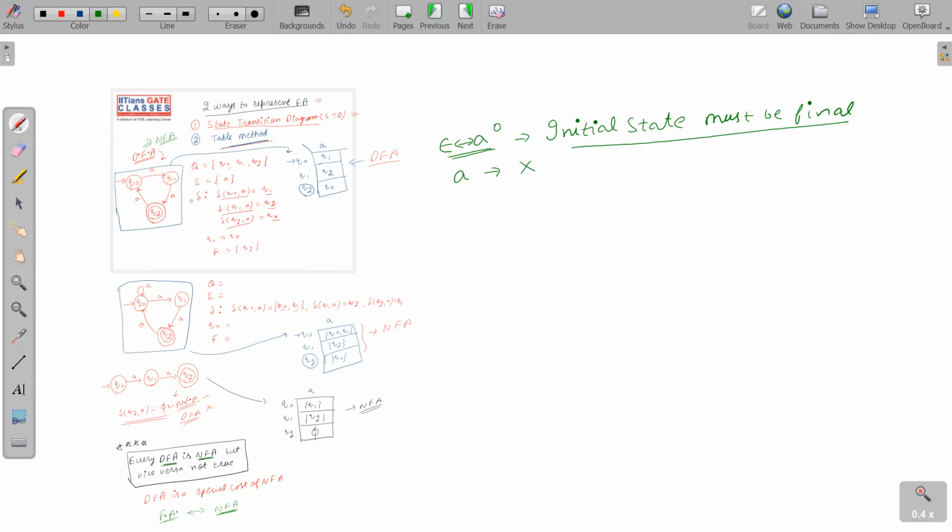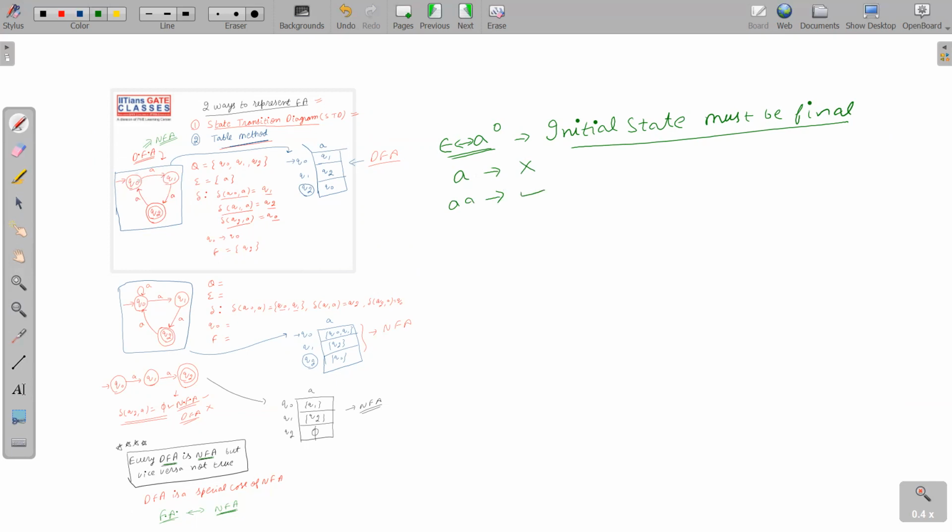And please, I'm saying again, you have to start from initial state. Starting from initial state, after reading the entire input string, the FA must be at any one of the final states. Okay, this is the definition. Okay, double a. What about my double a? Double a will obviously be accepted.